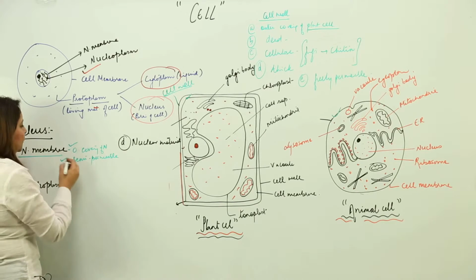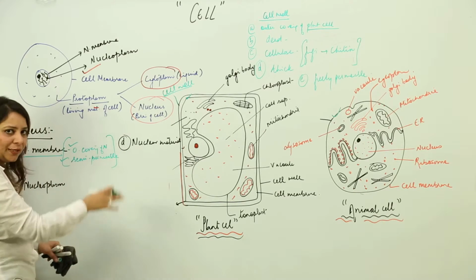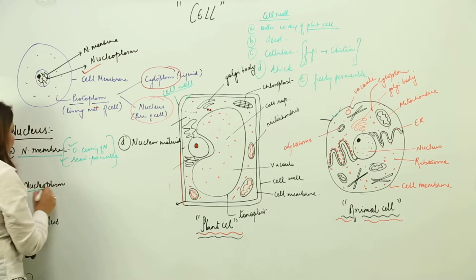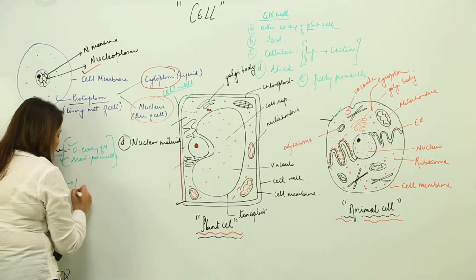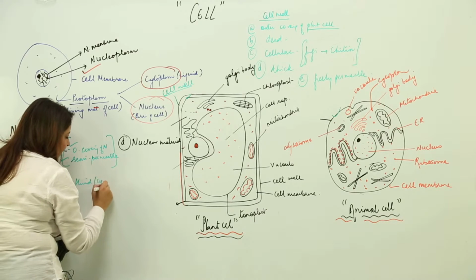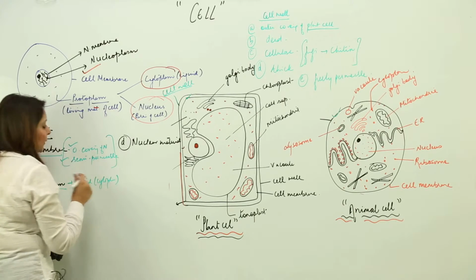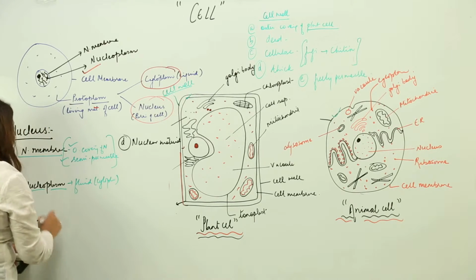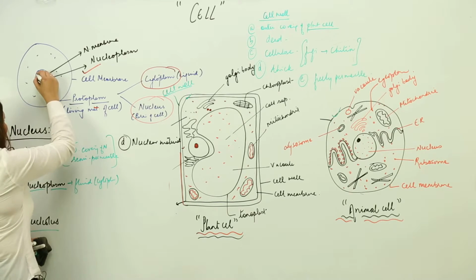And what is its function? Obviously it encloses all the components which are present in the nucleus. Nucleoplasm, as I told you, is the fluid, that is the cytoplasm, which is present in the nucleus. Coming to the nucleolus, this round body, this one.